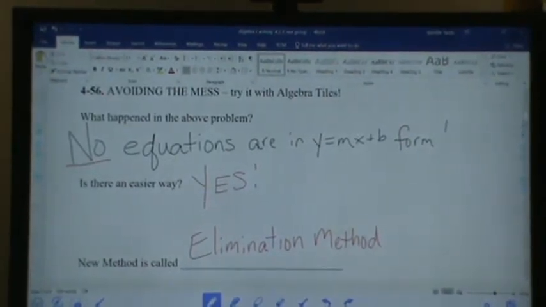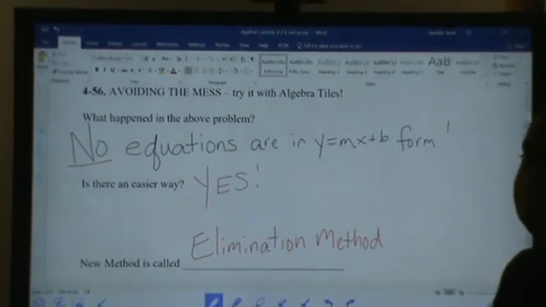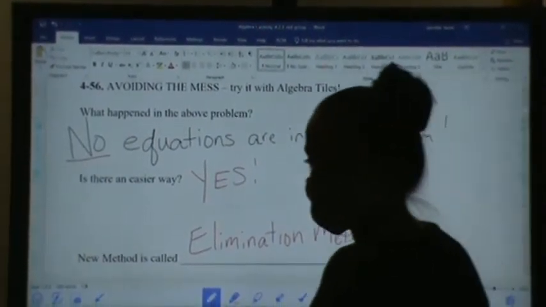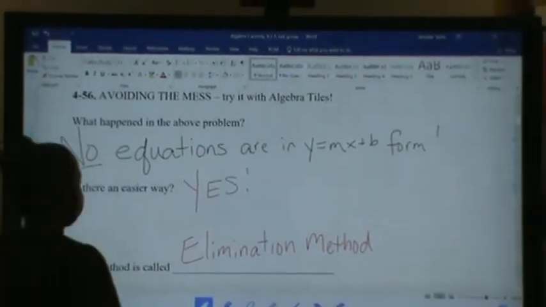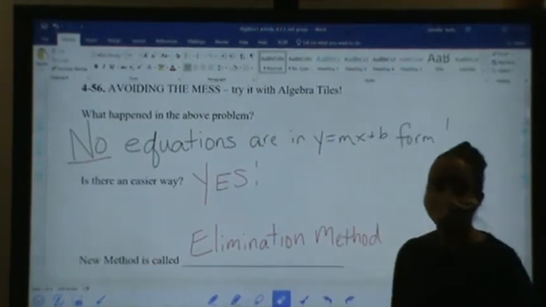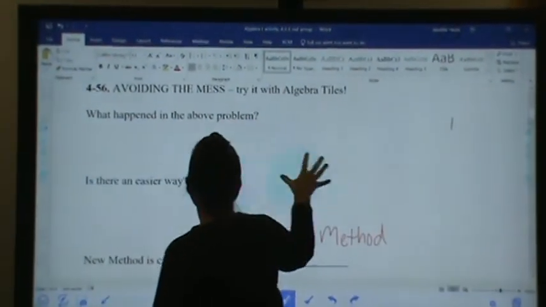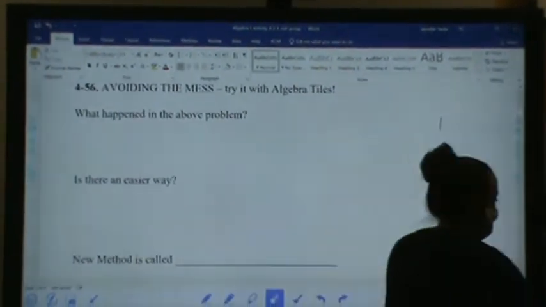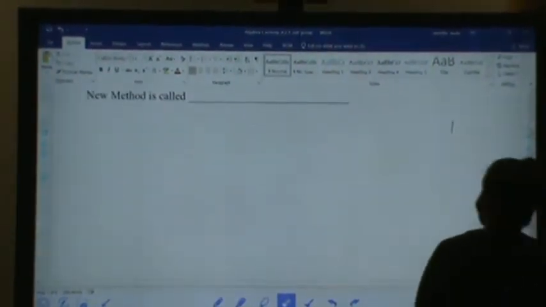Now, remember, the Algebra 1 teachers are never going to tell you, oh, you have to use substitution, or you have to use equal value. We're going to let you guys pick and decide which one you want to use. Okay? So, we're going to look at elimination method today. The first thing I'm going to have you do is rewrite the system.